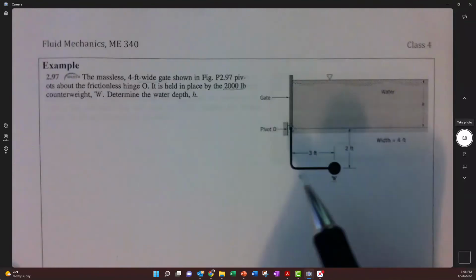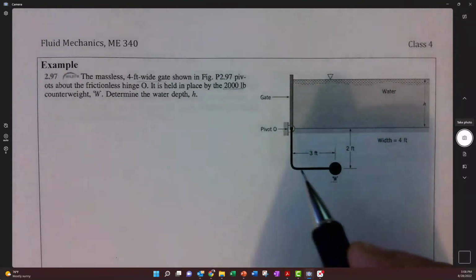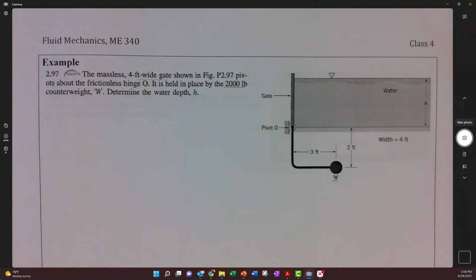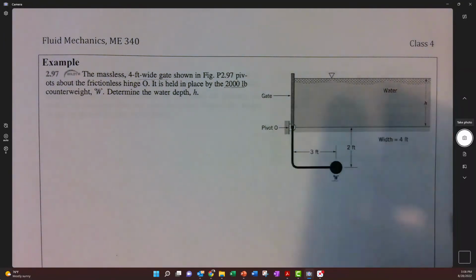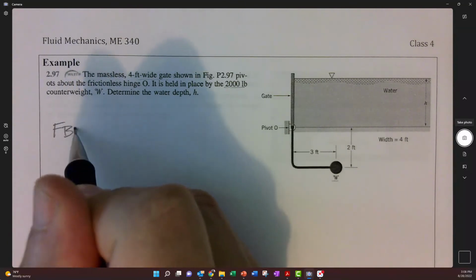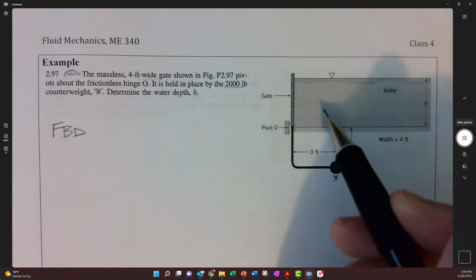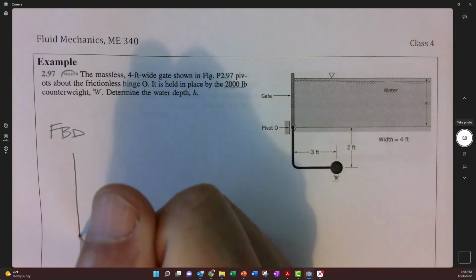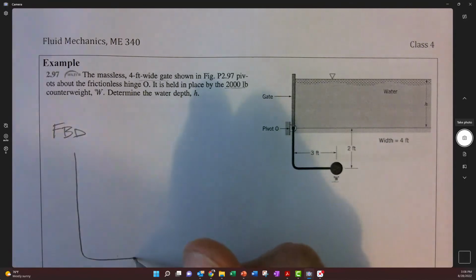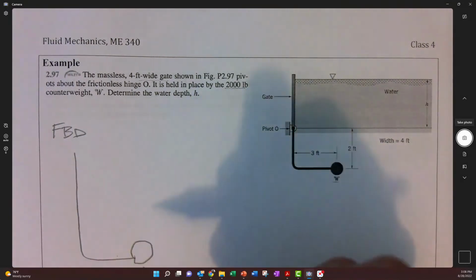So I'm going to draw 2 free body diagrams. One of the most important things to have in your mechanical engineering repertoire is to be a really good free body diagram drawer. My first one is just going to be representative of what the scenario is, so these are going to be sort of equivalent things right here.